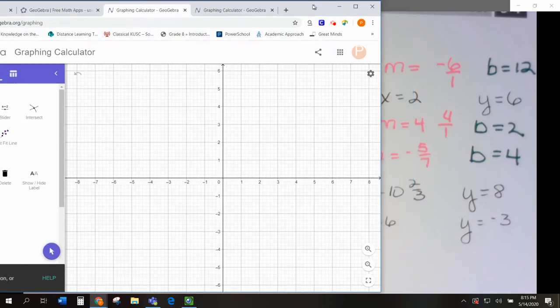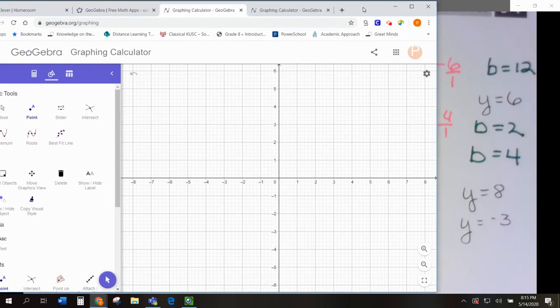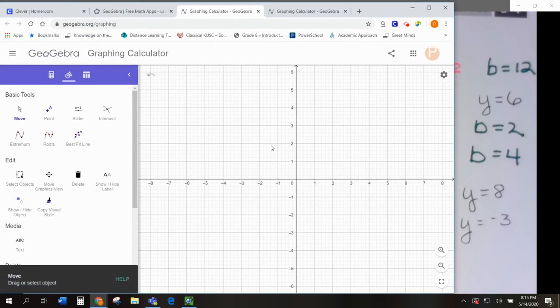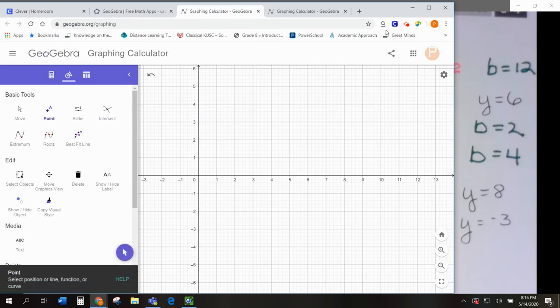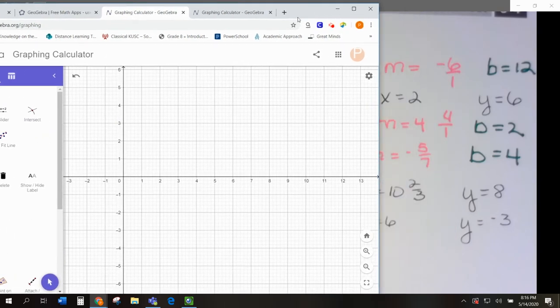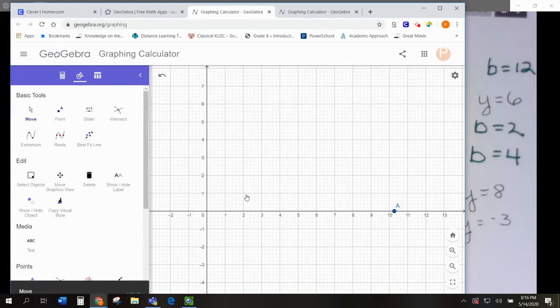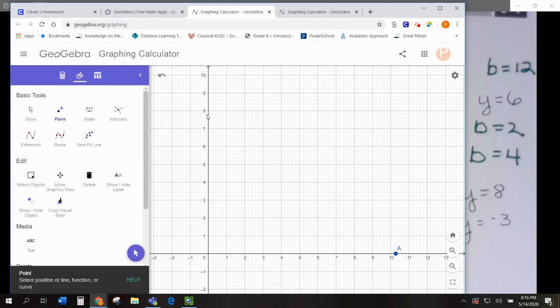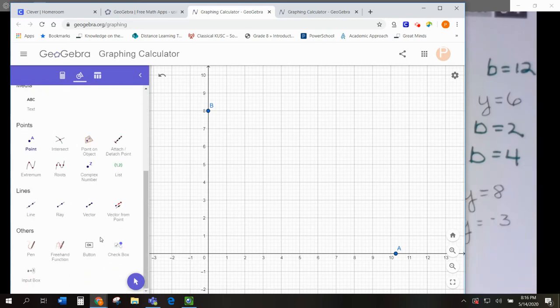We have to put our x-intercept at 10 2/3, so that's going to be about here. Our y-intercept is going to be 8. Move this down, put our y-intercept at 8, and now we are going to connect those with a line.